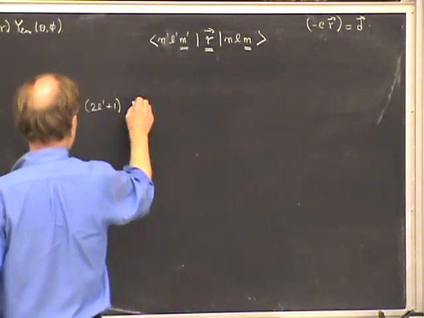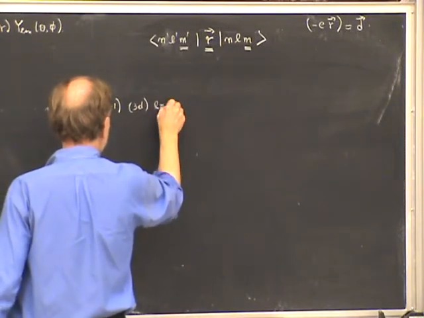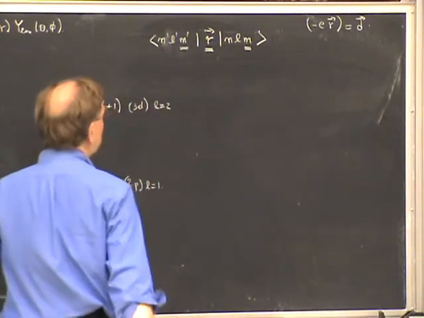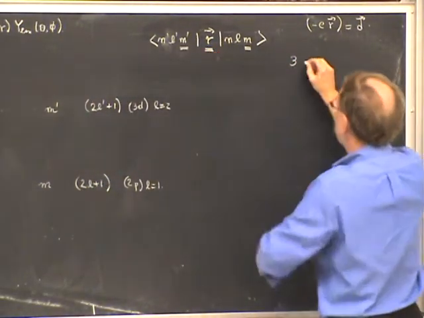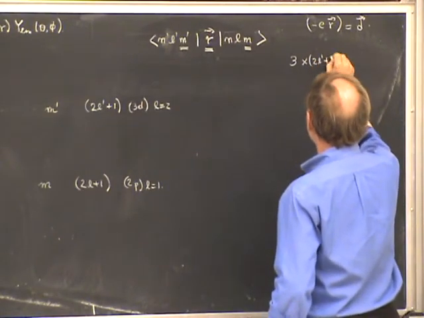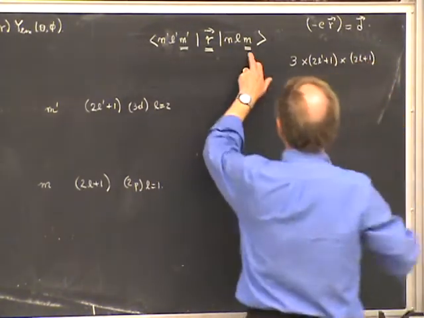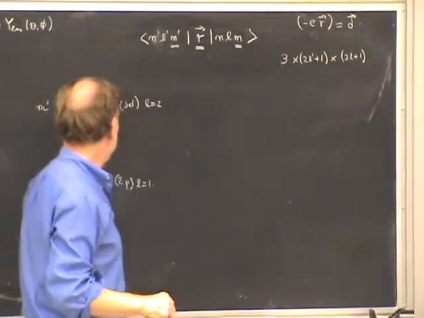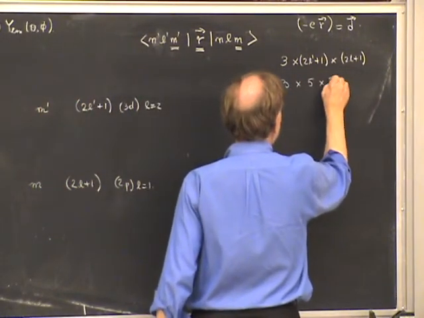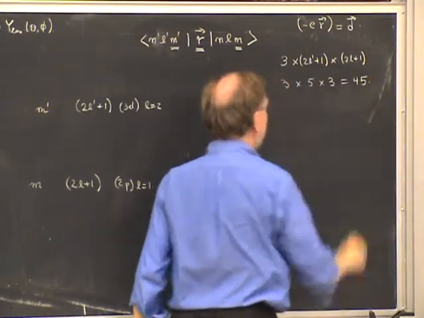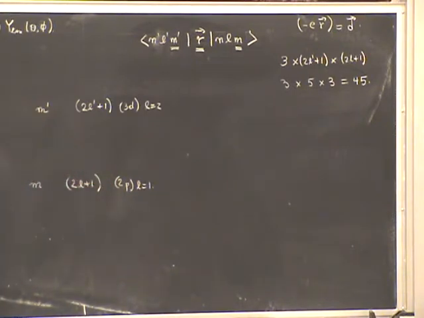So let's say, for example, this were a 3D state, and this were a 2P state. This is an l equals 2, and this is an l equals 1. The number of matrix elements that you would get would be 3 for the position vector r, times 2l' plus 1 for the possible m' values, times 2l plus 1 for the possible final m values. And in particular, for 3D to 2P, this would be 3 times 5 times 3, which would be equal to 45. You'd have to calculate 45 matrix elements to find the transition from 3D to 2P. It looks like a lot of work.